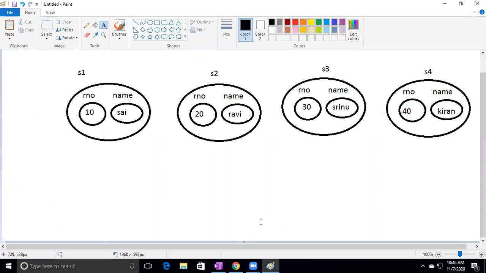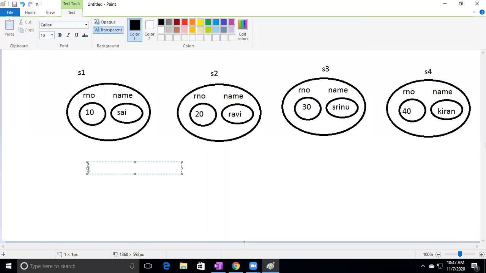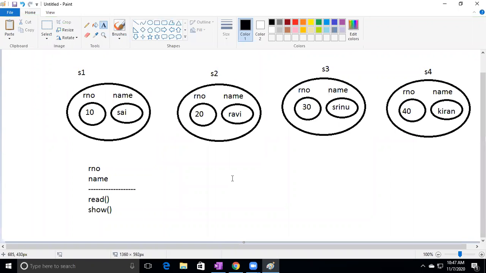For any student, some common properties are there. What are those? Student roll number, student name. So roll number and name I want to maintain. So roll number and name are the properties. Okay, I want to read student details. So reading is an action. I want to print student details. Show is an action. Printing is an action. So to perform the actions, I'm defining the methods here.